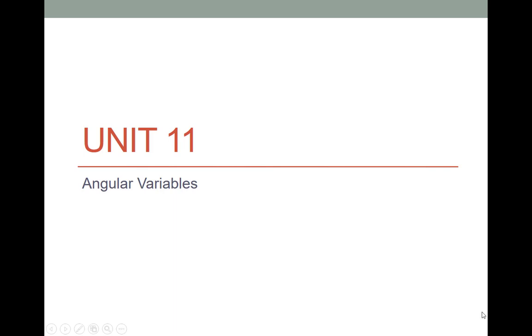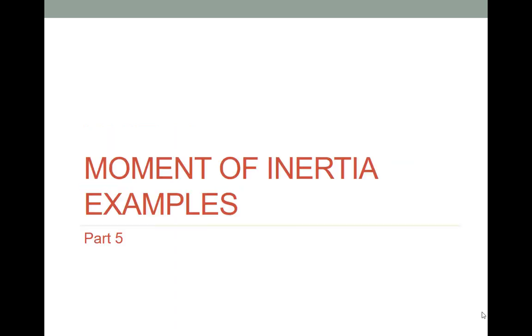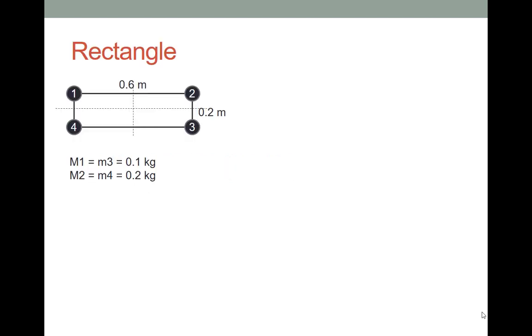Hello and welcome to the fifth and final part of Unit 11. In this part, we are going to look at sample calculations of the moment of inertia. The first we're going to look at is a rectangular distribution of point masses.